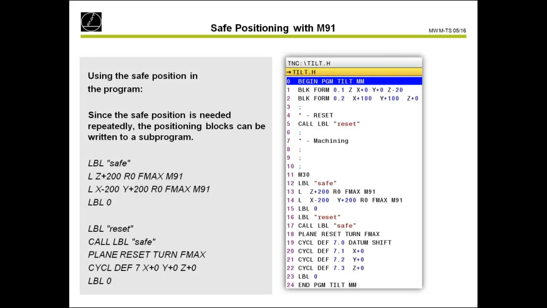Then if you need to make a change, because the safe position depends on the machine. On some machines there is Z0 on the top of the machine. On other machines there is Z0 on the surface of the table. Because of this, you need to be careful with the safe position with M91 to get the correct value for these entries.